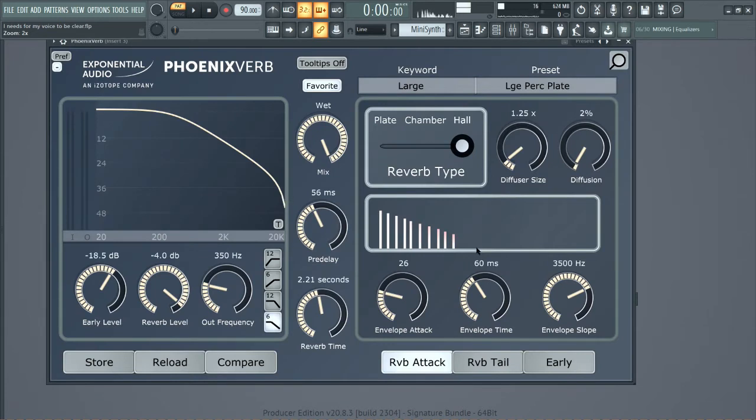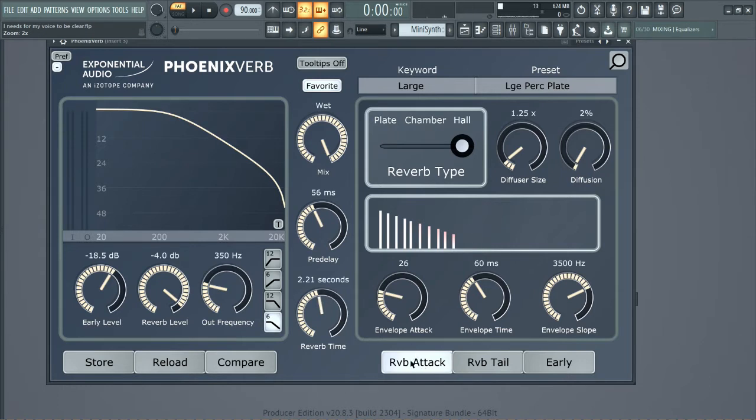The next section I'm going to look at, it's going to be right here. You got the wetness knob for how much of the signal is reverb, wet versus dry. Pre-delay, which is how long after the signal hits the reverb that the reverb actually plays. And reverb time, which is just how long it lasts. It's the same as decay.